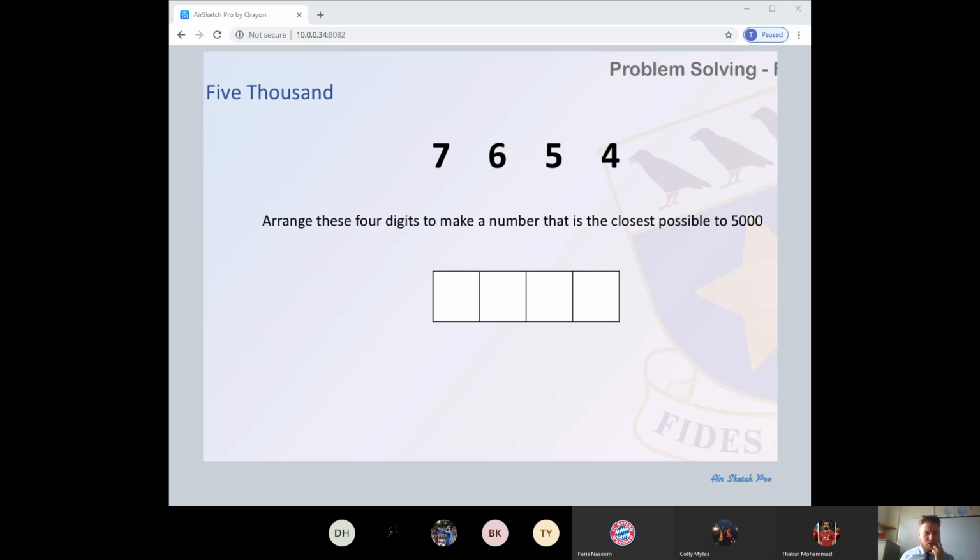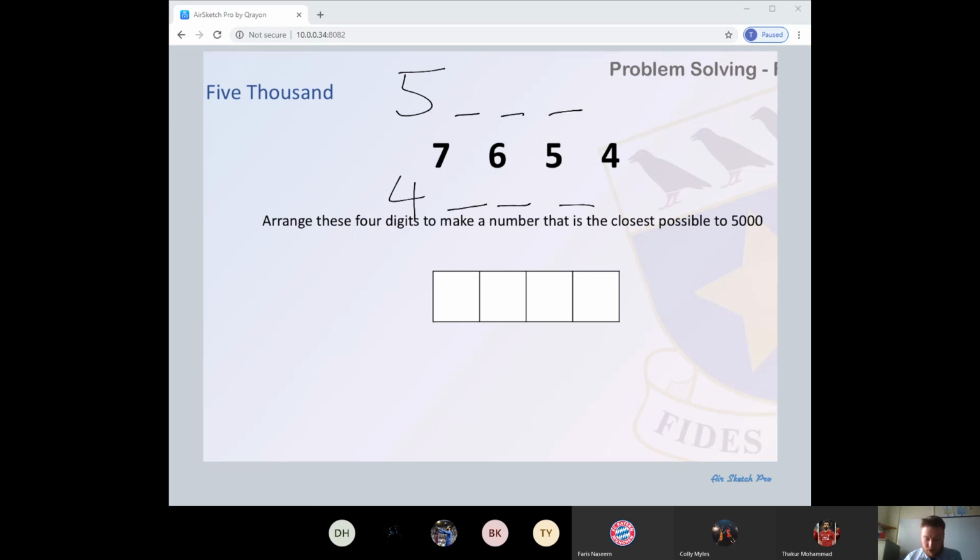I think there's two possible answers. No, there's not two possible answers. There is one definite answer, but people often narrow it down to two potential answers. We're looking at a 4-digit number that is closest to 5,000. Now, that means that either it's going to be 5,000 and something, just above 5,000, or it's going to be 4,000 and something, and it will be just below 5,000.